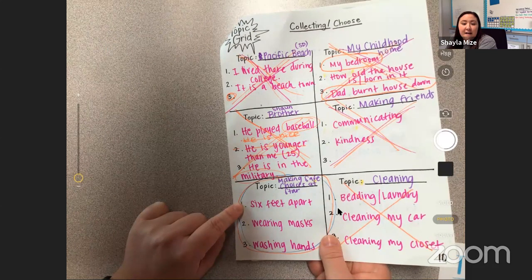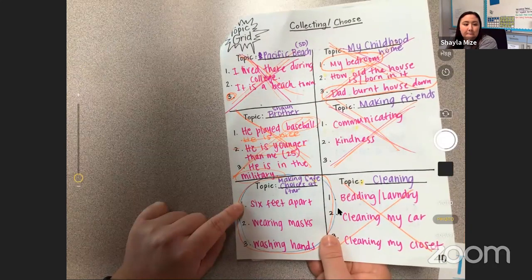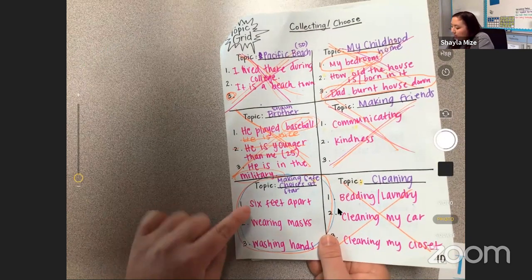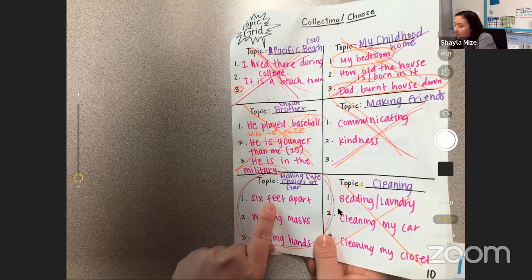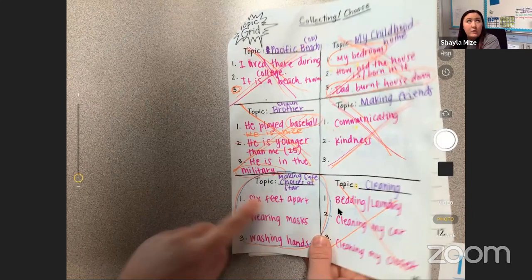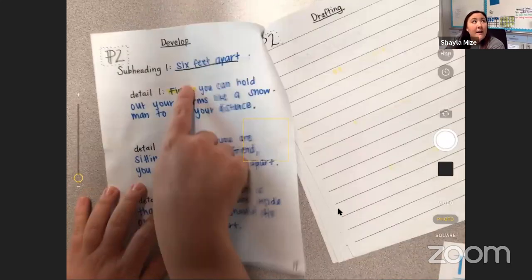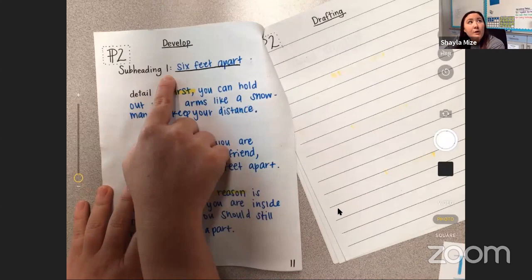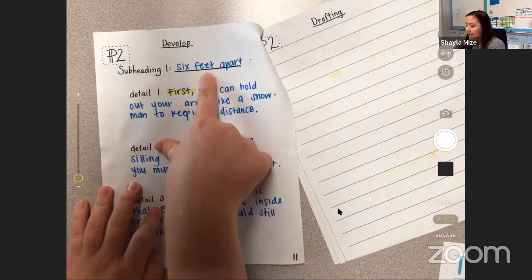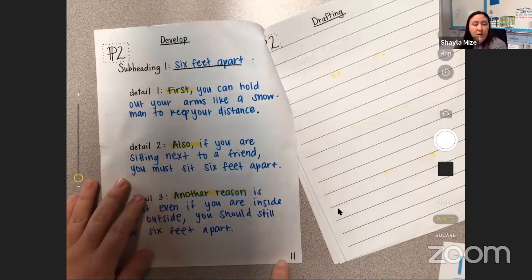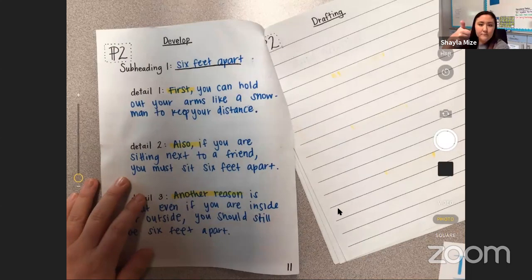Mia and Adeline, you should have your screens on. Okay, so whatever your number 1 is goes right here at paragraph 2, subheading 1, and I put it right up here at the top. That's on page 11. Thumbs up if you did that.